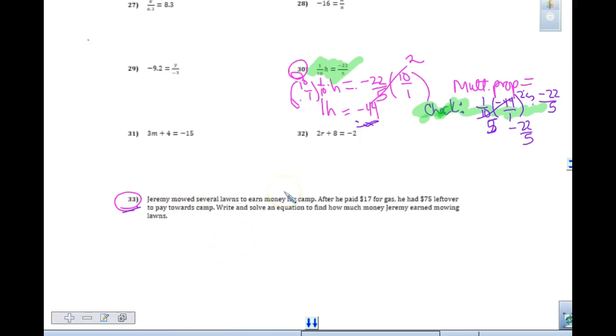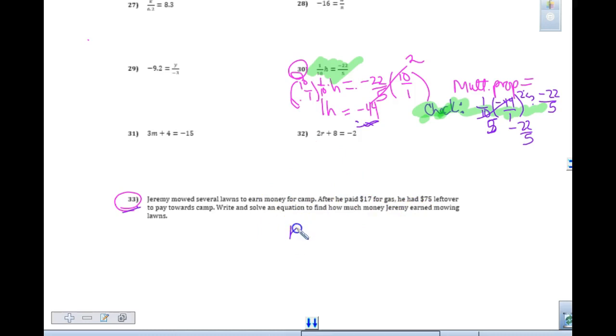So when we read this problem, Hayden, you want to read this first? Jeremy rode several miles to earn money for camp. After he paid $17 for gas, he had $75 left over to pay for camp. Write and solve an equation to find how much money Jeremy earned mowing lawns. All right, so what do we know? He paid 17, he had 75 left over. We might be thinking of it as D, or whatever variable you like. Okay, we're going to figure out how much money he earned mowing lawns.